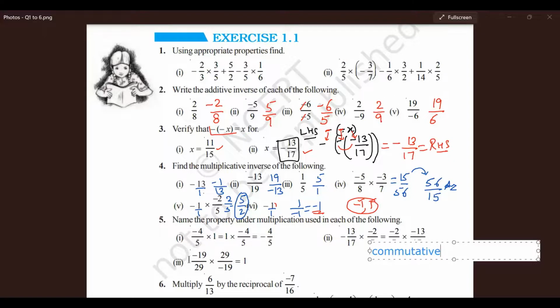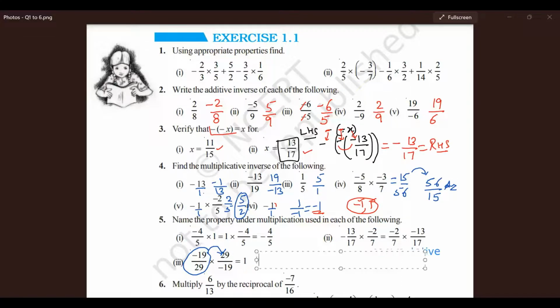Now, next one, third part. If you will check out, this is multiplicative inverse. Why? Because this is the question and this is the reciprocal of it, right? So multiplicative inverse says whenever a number is multiplied by its reciprocal, the answer would be 1. So here you can check out, we are multiplying this number with its reciprocal and we're getting the answer as 1. So this is your multiplicative inverse.